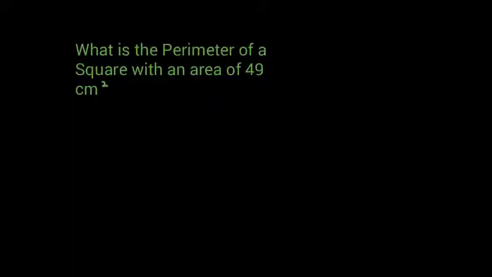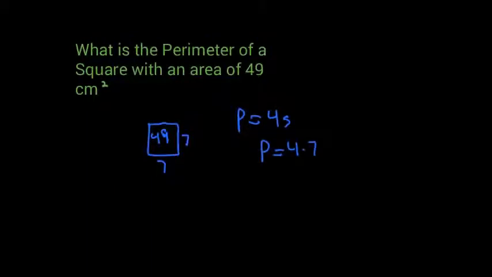Alright, so what is the perimeter of a square with an area of 49 centimeters? So you have to think of a square, and our area is 49. So our side has to be something times itself equals 49. Well, 7 times 7 would be 49. So our side length of that square is 7. So to find the perimeter, you would do 4 times your side length. So our perimeter equals 4 times 7, which is 28, and our units is centimeters. So our perimeter is 28 centimeters.